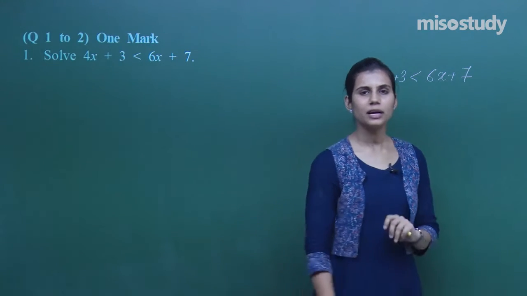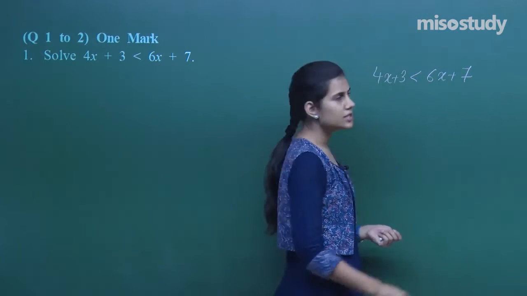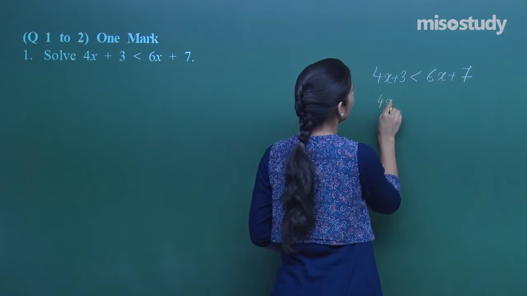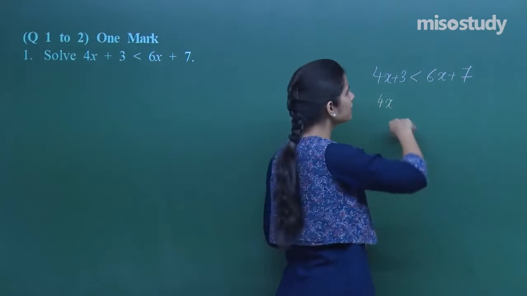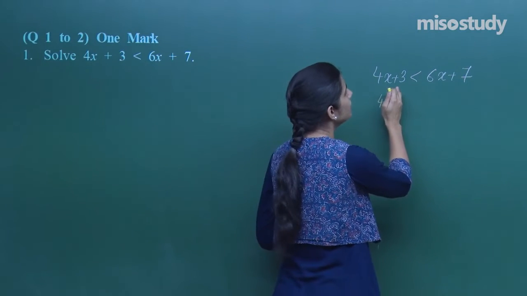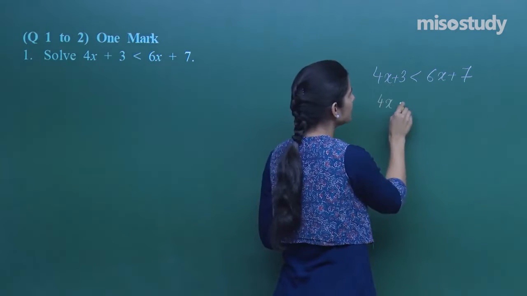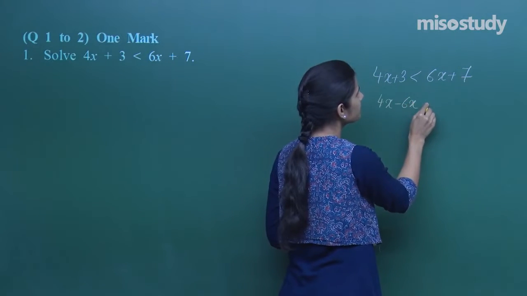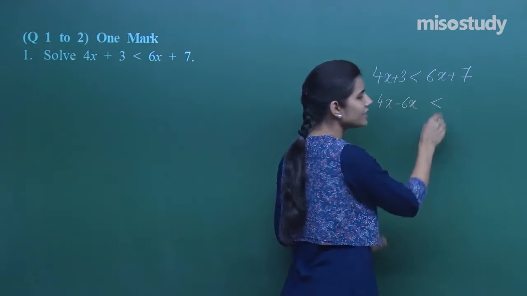Keeping these three rules in mind, let's begin tackling all the questions. In here, I will bring everything related to the variables on one side, and everything related to the constants on the other side, just by using the rules. I am subtracting 6x from both sides, that means 4x minus 6x, and I am also subtracting 3 from both sides. That is not going to change my inequality.